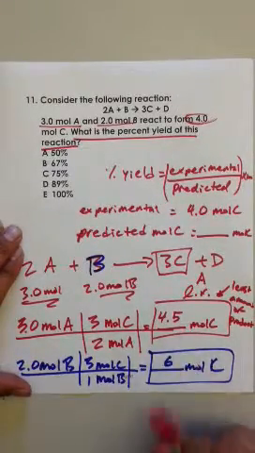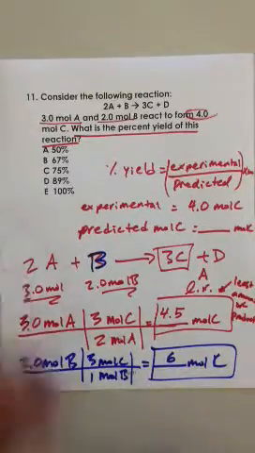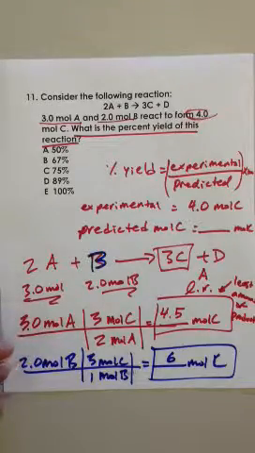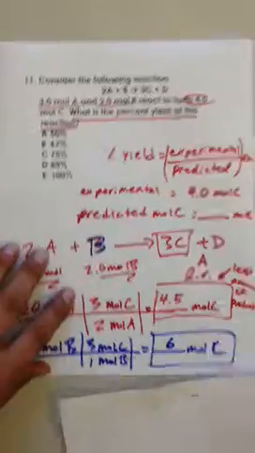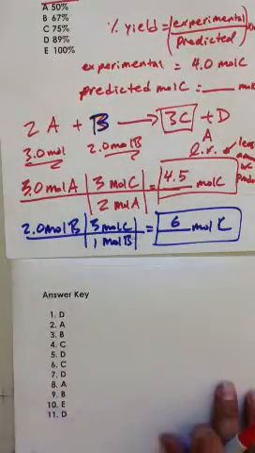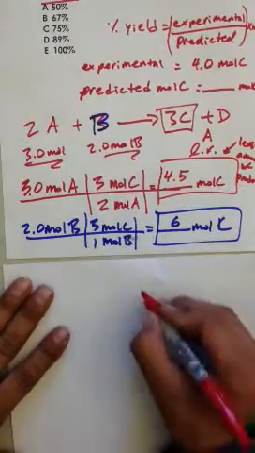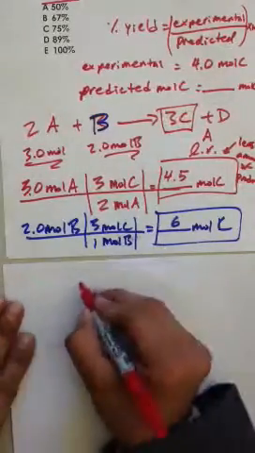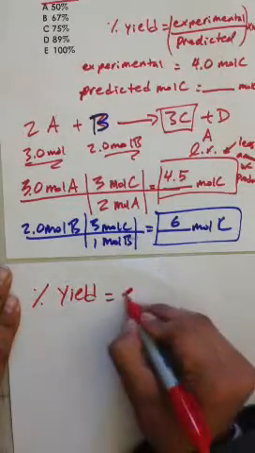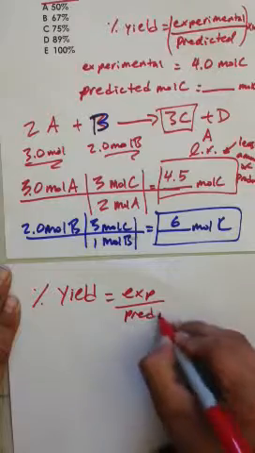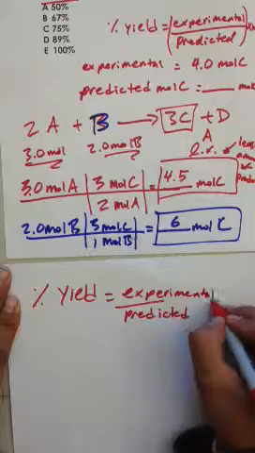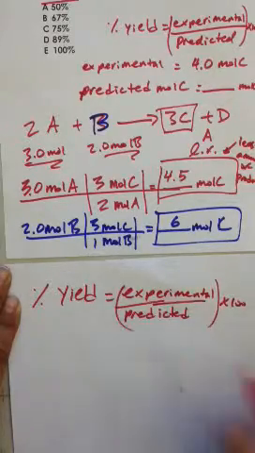So now let's do our percent yield, okay? Oh look, I'm running out of paper. Oh well. It's okay, I got more trees to burn here. So our percent yield is experimental over predicted, times 100. Okay? Let's see what we get here.